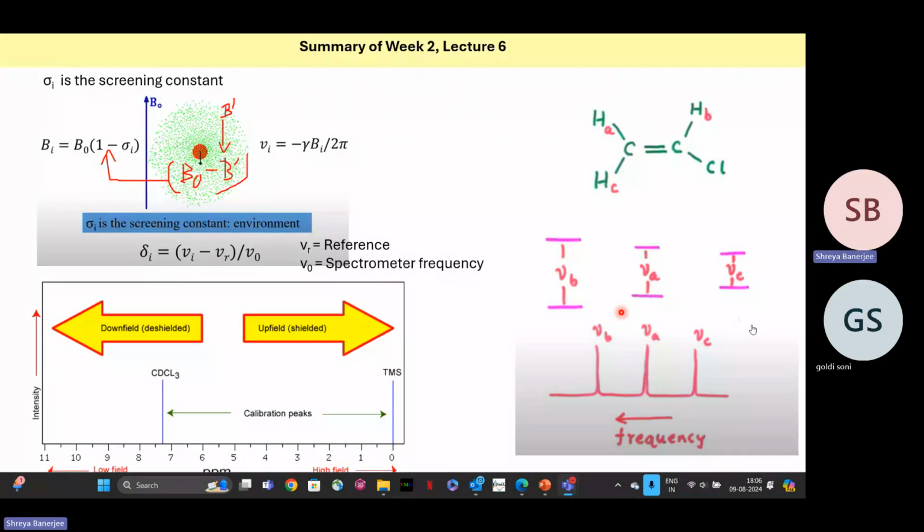Yeah, so I'll continue what I was saying. So just a recap of the previous class. So the field experienced by the nucleus is actually less than the field that is supplied by the spectrophotometer. And the shift is represented by a variable called chemical shift, or delta i.